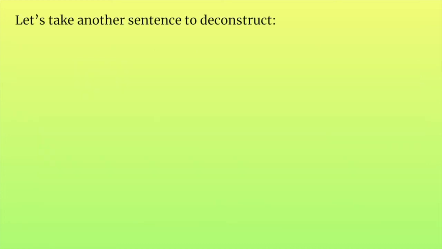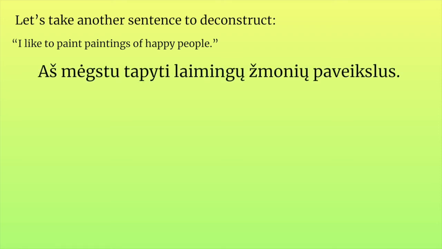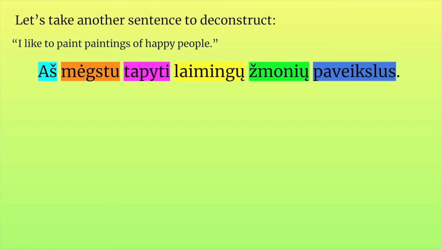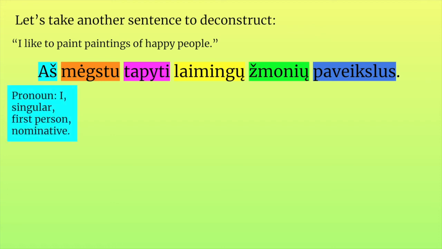In order to explore even more, let's take another sentence to deconstruct. I like to paint paintings of happy people. This sentence in Lithuanian would be Aš mėgstu tapyti laimingų žmonių paveikslus. Again, I have highlighted the words in order to be able to break down the sentence. The first word is a pronoun. It is I, singular, first person, nominative case. It is the home base case, as it can be thought of.